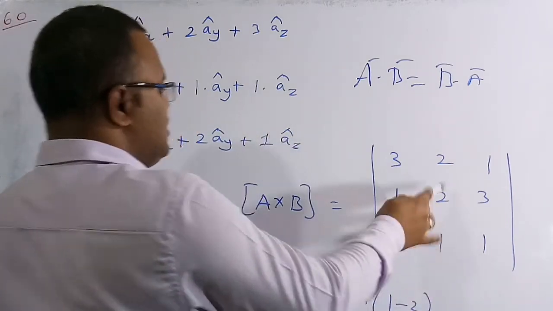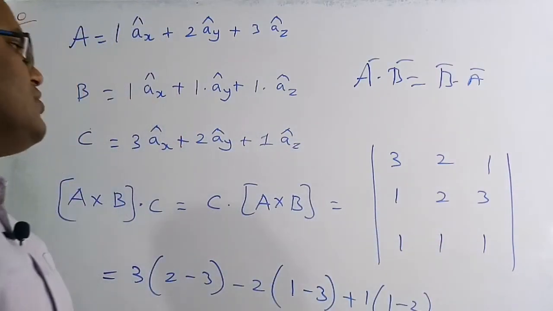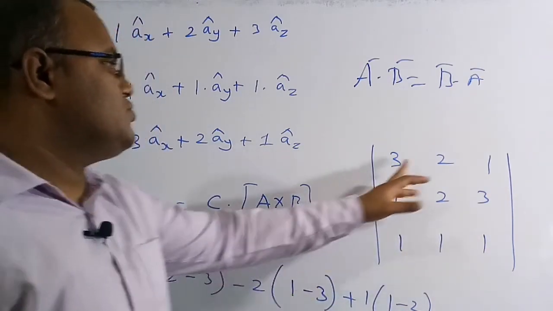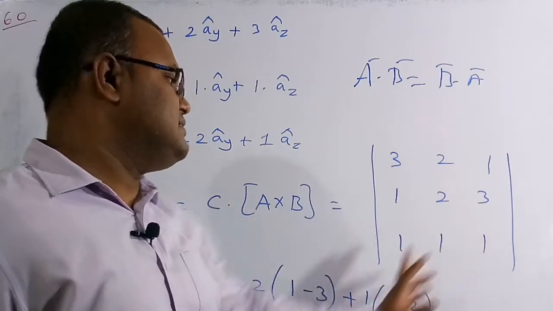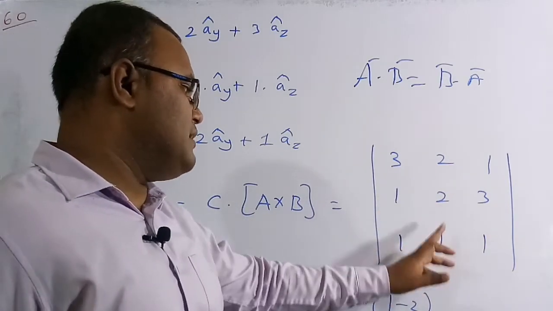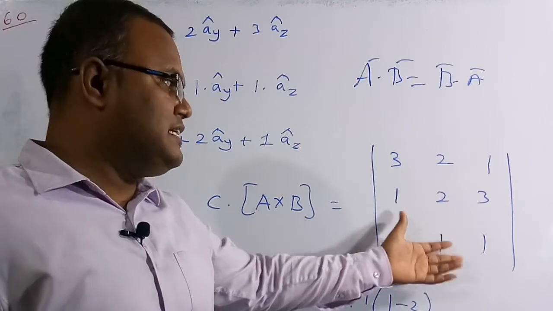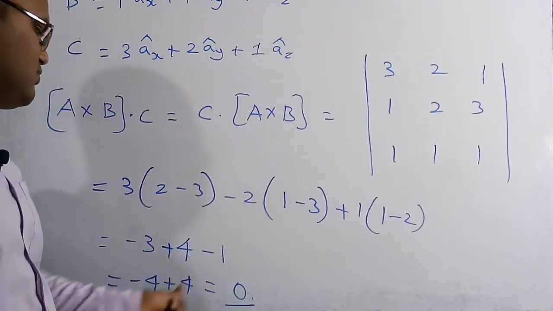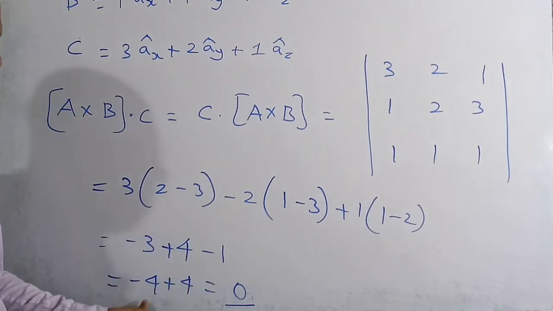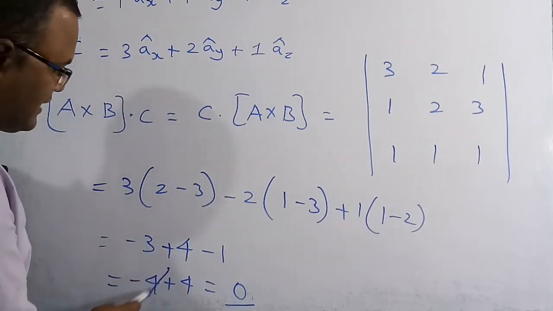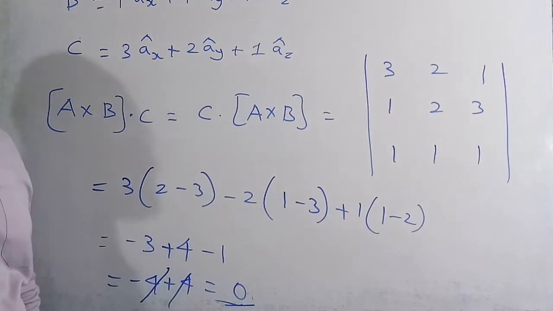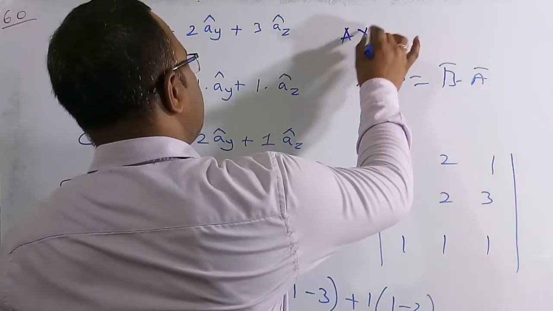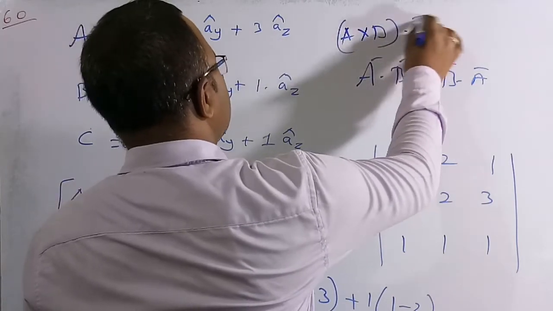So now we have to find the determinant of this matrix, which is 3 into 2 minus 3, minus 2 into 1 minus 3, plus 1 into 1 minus 2, by using the basic determinant method. If you solve this one, we are going to get minus 3 plus 4 minus 1. So minus 3 and minus 1 is minus 4, plus 4 cancels, and finally you are going to get the result as 0. So we can say simply a bar cross b bar dot c bar is equal to 0.